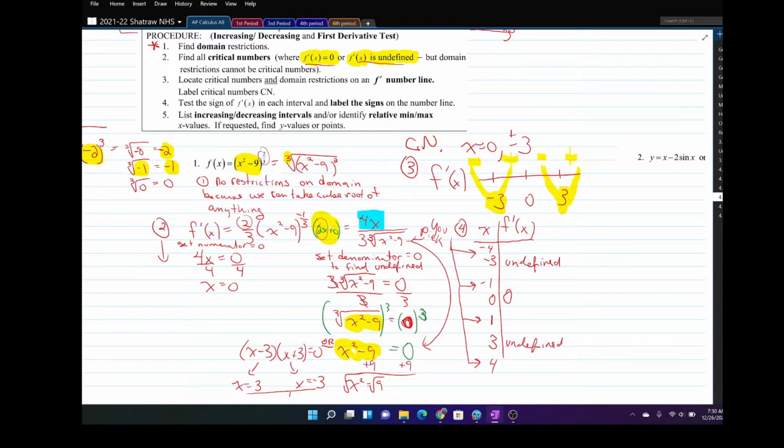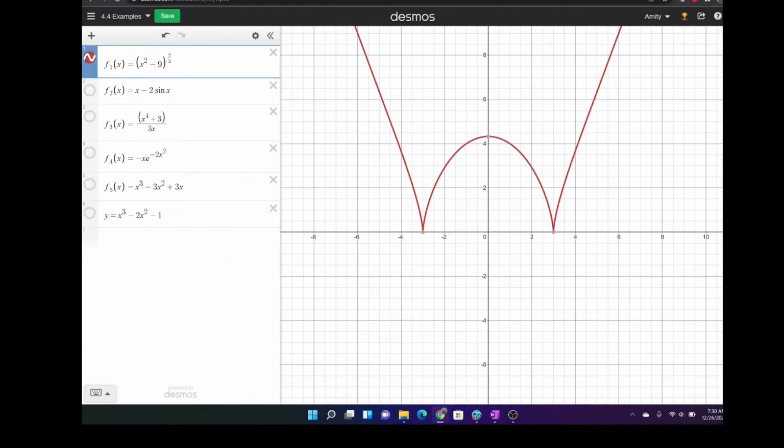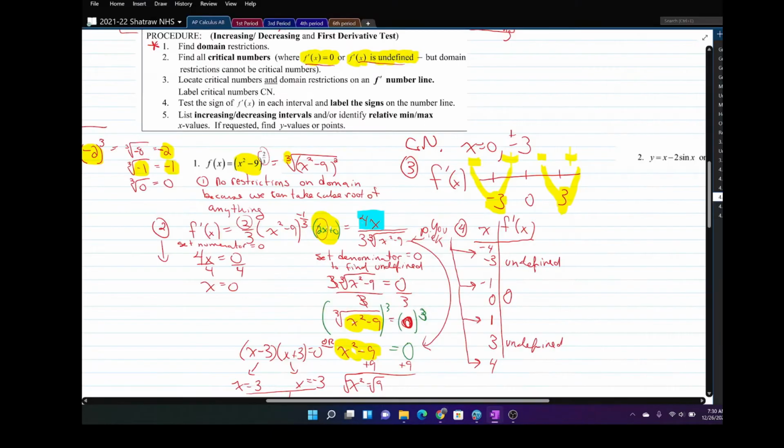Now let me show you the graph really quick. Here it is. Boom, there's my minimum right there at -3. There's my minimum right there at +3. And there's a maximum up here. And we're going to get that in just a moment. Okay. So here we go. Let's take a look at it.